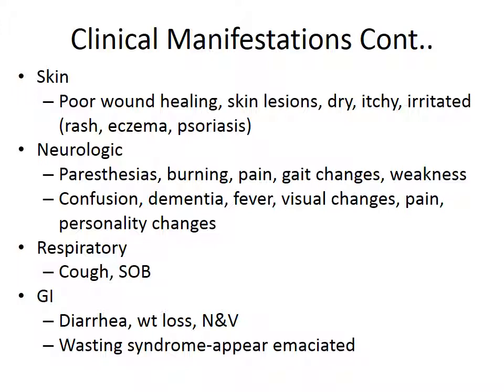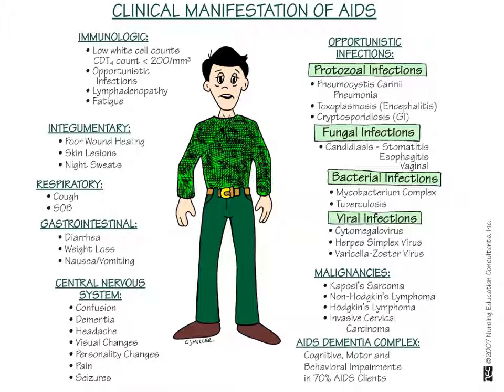Other clinical manifestations include poor wound healing, skin lesions, dry, itchy, irritated rashes, eczema, or psoriasis, and neurologic deficits such as paresthesias, burning, pain, gait changes, weakness, confusion, dementia, fever, visual changes, pain, and personality changes. In the respiratory system, the patient develops a cough and shortness of breath, and in the GI tract, diarrhea develops, along with weight loss, nausea and vomiting, and a wasting syndrome where the patient appears emaciated. The following slide shows the clinical manifestations of AIDS.